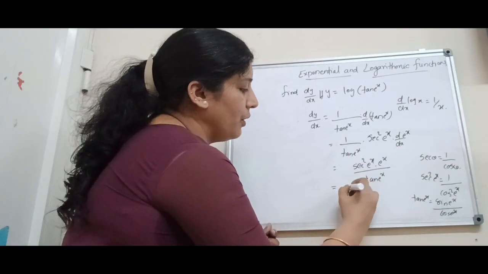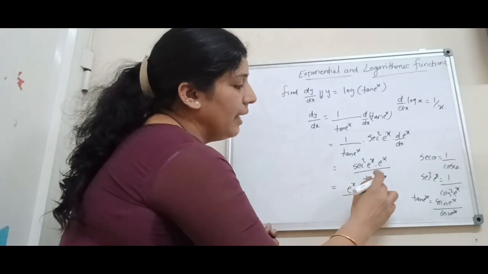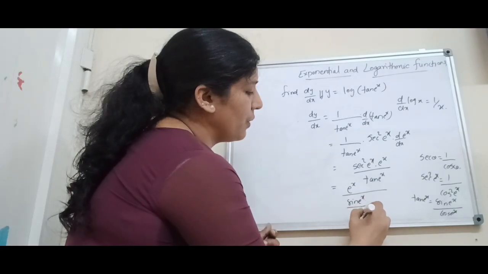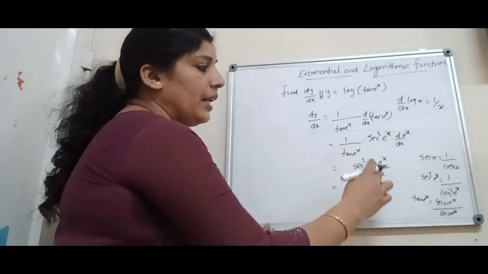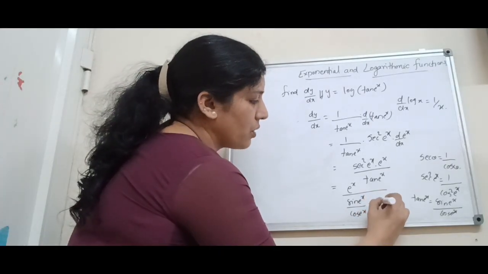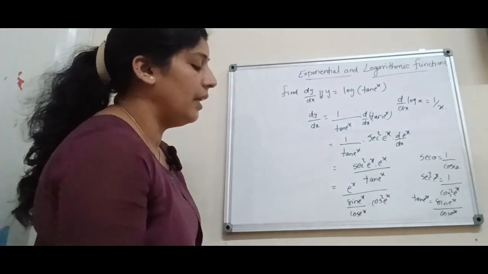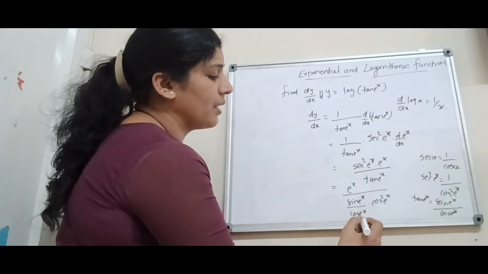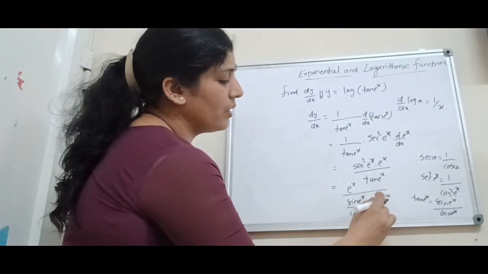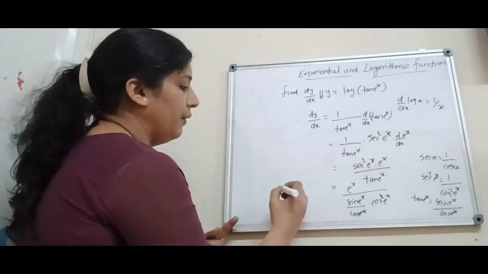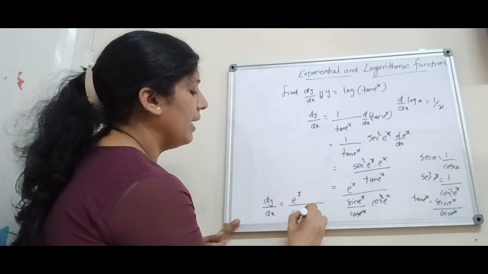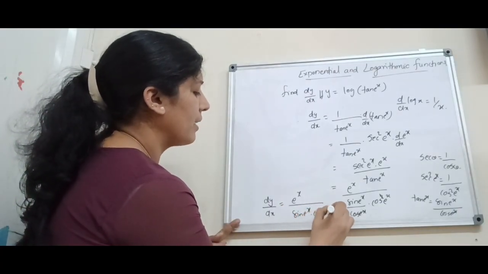That is e raised to x on the numerator, e raised to x divided by, then tan e raised to x, it is sin e raised to x by cos e raised to x into sec square e raised to x, which will be 1 by cos square e raised to x. Therefore, it is on the denominator, cos square e raised to x. Now here cos e raised to x will be cancelled. Therefore, remaining here cos e raised to x also. Therefore, dy by dx equal to what? E raised to x divided by sin e raised to x into cos e raised to x.